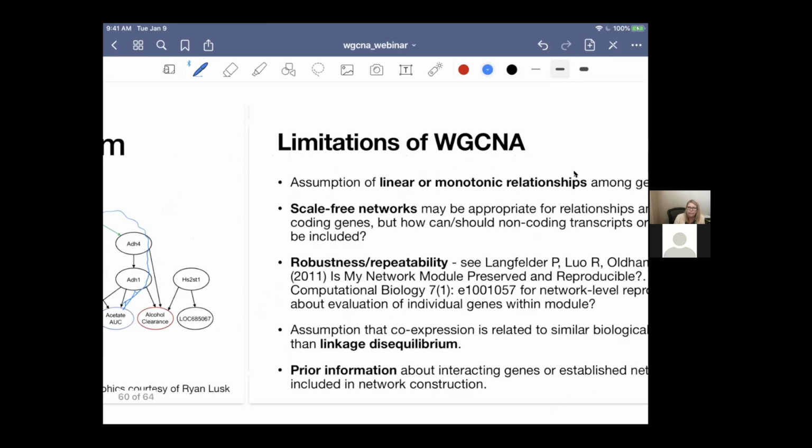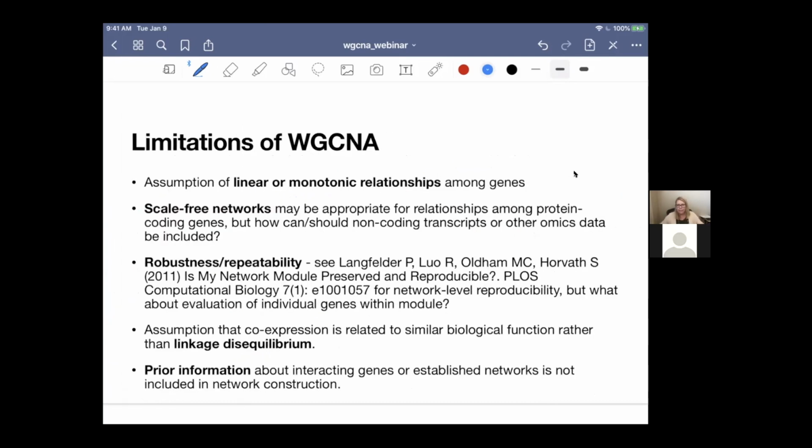So finally, I'd be remiss if I did this presentation and didn't tell you about some of the limitations of WGCNA. Like I said, there's no perfect co-expression network analysis tool. Different tools are better for different reasons. And some of the things that we have to keep in mind when using a tool like WGCNA is, first of all, we're assuming linear or even just monotonic relationships among genes, right? So we're not looking at anything like both high and low levels of this gene cause mediocre levels of that gene, right?